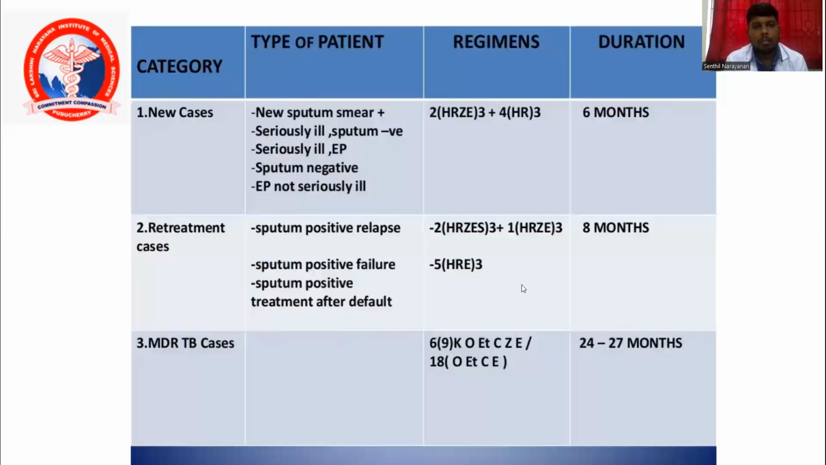So, the category, the type of patients, regimens, and duration. New cases: new sputum smear positive, seriously ill, sputum negative. The regimen is 2 HREZT plus 4 HR. So this is 3 months, 2 months, and 4 months. The duration is 6 months.